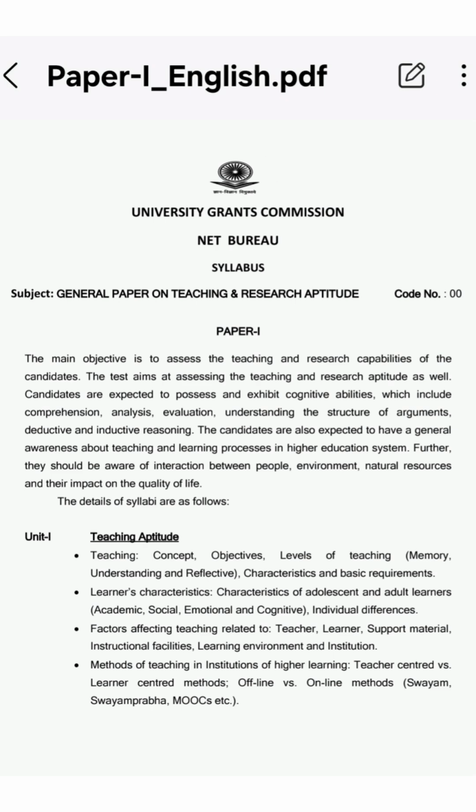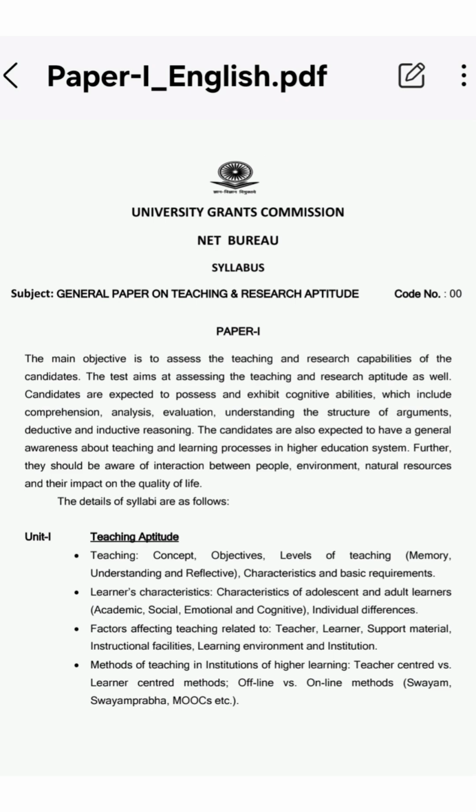In the first unit, I have already taught you SWAYAM Prabha and MOOC. Now, the first unit consists of teaching aptitude. Let's see in detail what you have to study and what I have to teach. Teaching concept, objectives, levels of teaching: memory, understanding and reflective levels, characteristics and basic requirements. All detailed notes will be shared with you. Everything will be taught to you in detail.